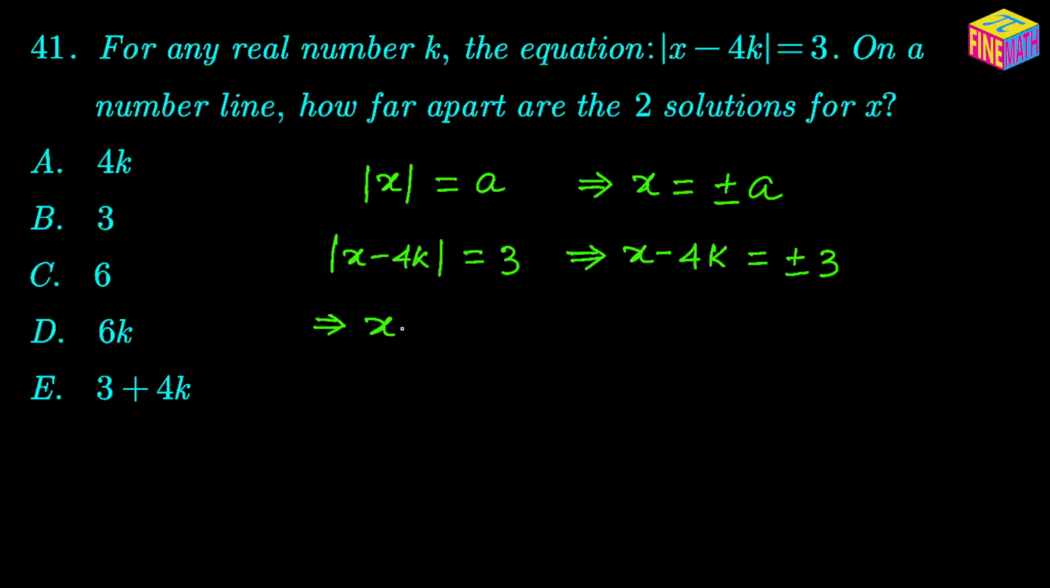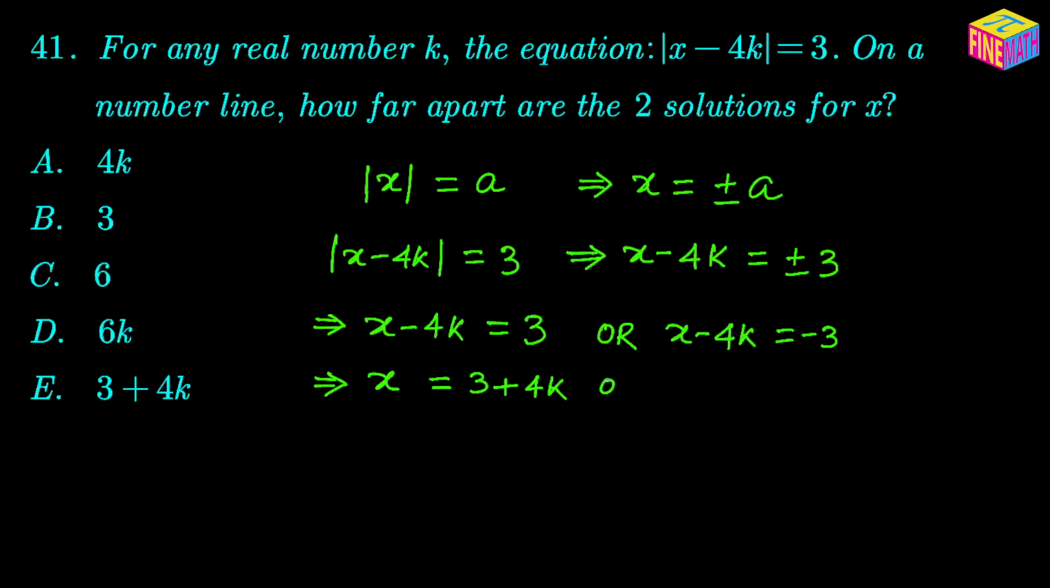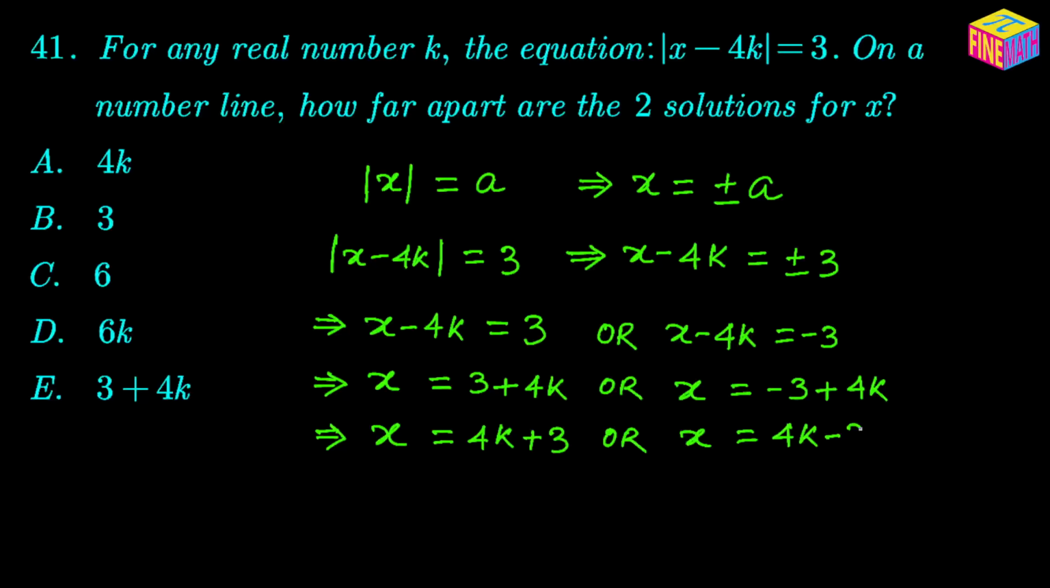So we have x minus 4 times k is equal to positive 3, that is one of them, and the other one is x minus 4 times k is equal to negative 3. And if we solve both of them, we are going to get x is equal to 3 plus 4 times k, and on the other one we are going to get x is equal to negative 3 plus 4 times k. And can we write it like this? Well, if we rewrite, then x is actually equal to 4 times k plus 3, and for the other one x is equal to 4 times k minus 3, and if we call them x sub 1 and x sub 2 for the two solutions, then we can see that the two solutions are 4 times k plus 3 and 4 times k minus 3.